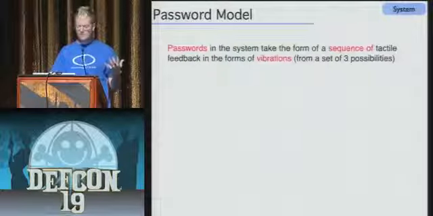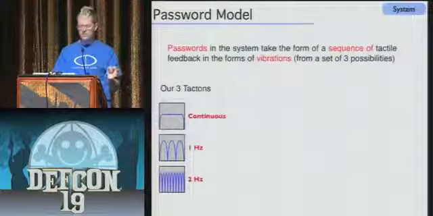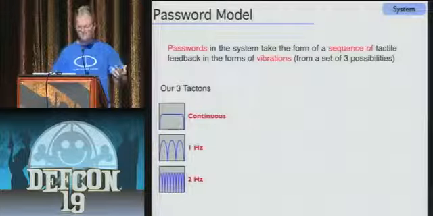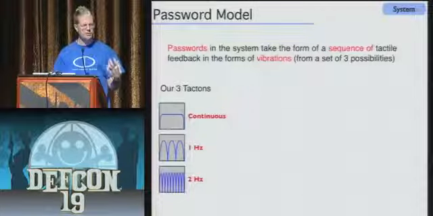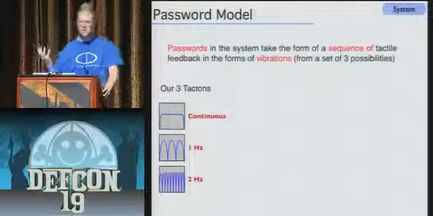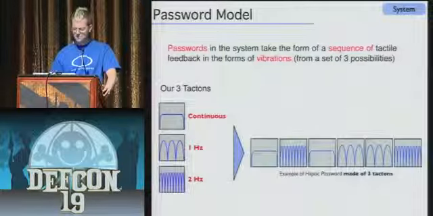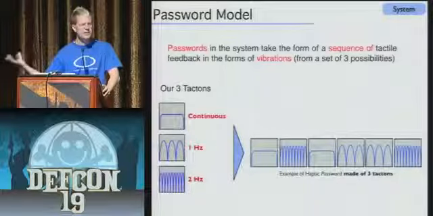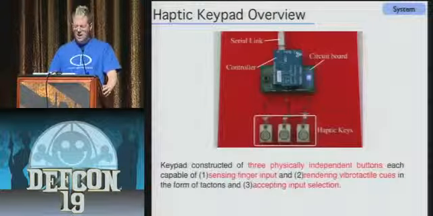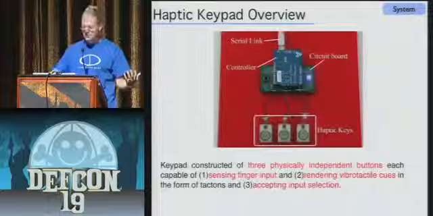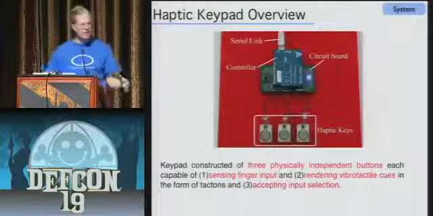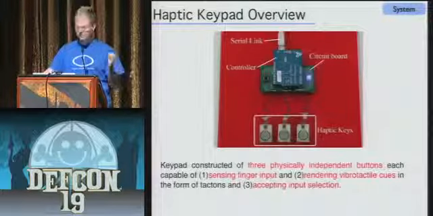So in this system, we have three possible tactons: a continuous buzz or continuous vibration, a 1 Hertz pulsing, and a 2 Hertz pulsing. These different modes are pretty easily distinguishable with the fingers. And so you can make a password out of a sequence of these tactons. And here's a prototype of a haptic keypad that uses them. Quite simple hardware. There's an Arduino that does all the work.